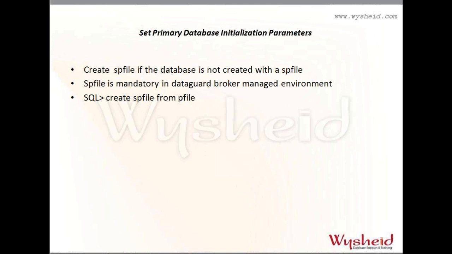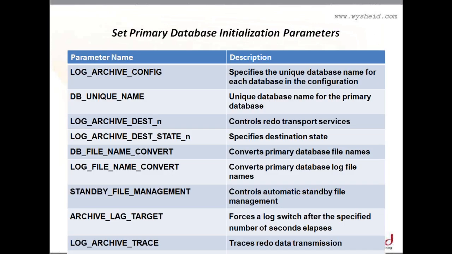Okay. Now the next one: as of now, we have enabled archiving. If your database is not running on an SP file, I would say you better create an SP file and bring up the database under that SP file, because with the SP file you can manage many of the Data Guard related parameters without a database shutdown or restart. You are familiar with how to create an SP file, so just create an SP file from the P file.